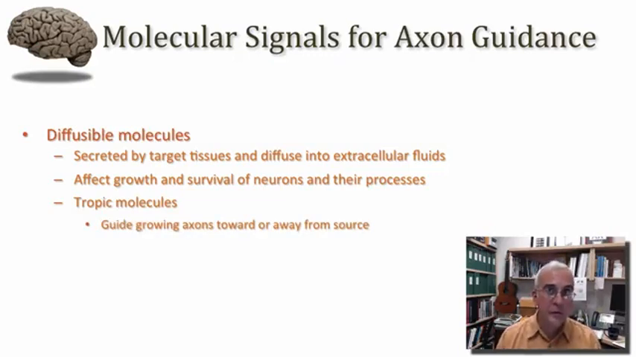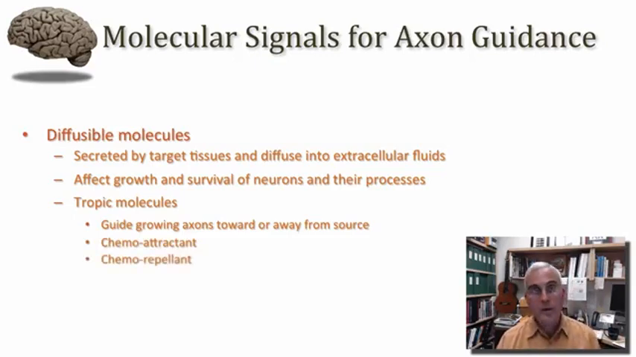So the directed growth is what we mean when we talk about tropism, and so this is a tropic molecule that directs the growth of an axon. They come essentially in two functional valences. There can be chemoattractant molecules or chemorepellent molecules. So I'd like to give you some examples of each.